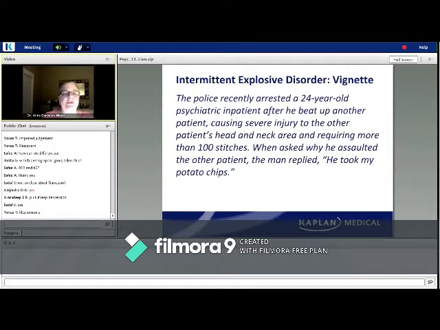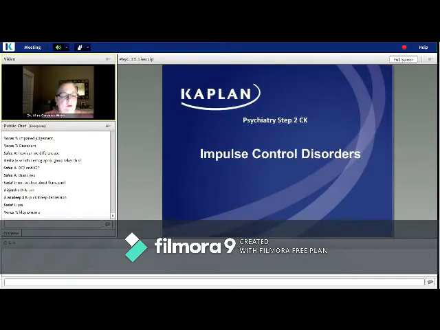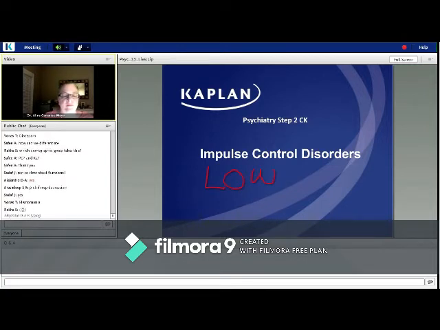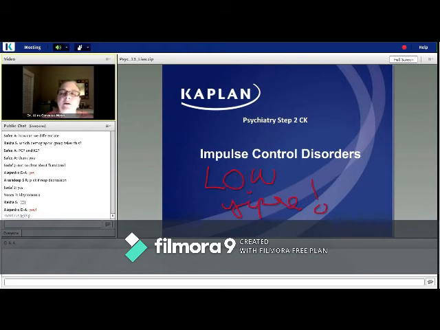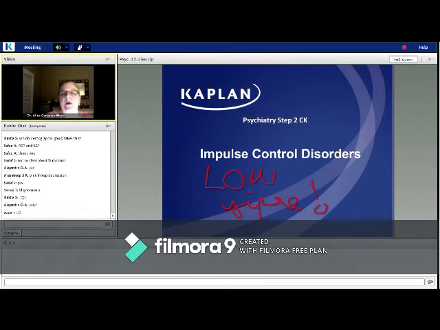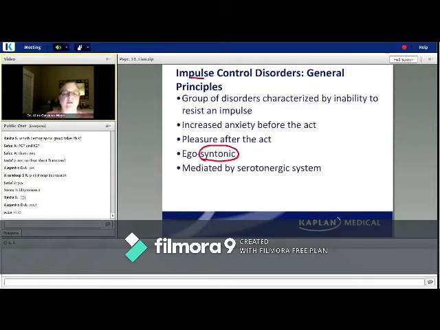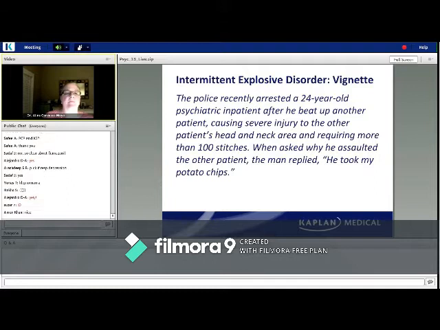Intermittent explosive disorder. Oh, by the way, let me give you good news. Low yield. What do I mean by low yield? Maybe you'll get one question, maybe two, but you're not going to get an overabundance of things, okay? So we're going to go over this chapter relatively quickly.